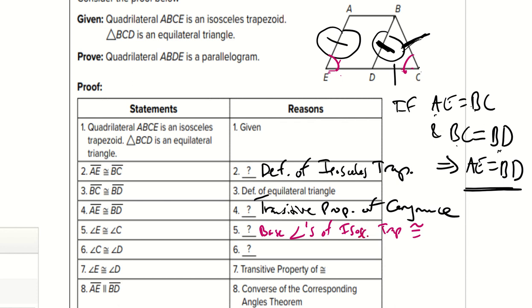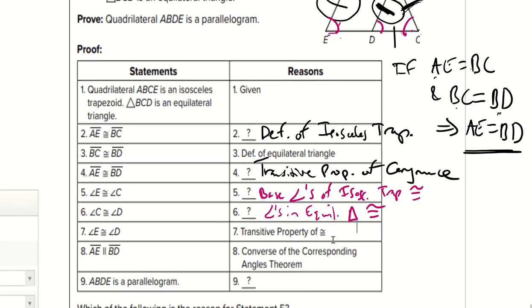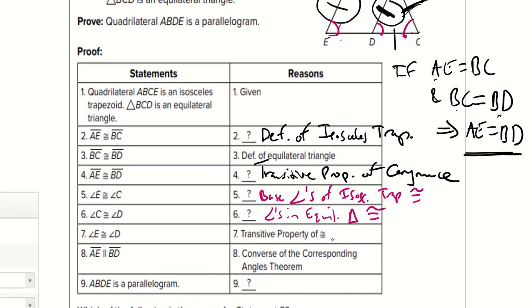Isosceles trapezoid. And then angle C is congruent to angle D. That is because it's an equilateral triangle, right? So the angles in an equilateral triangle are the same. Angles in an equilateral triangle are congruent. And so therefore angle E is the same thing as angle D by transitive property.